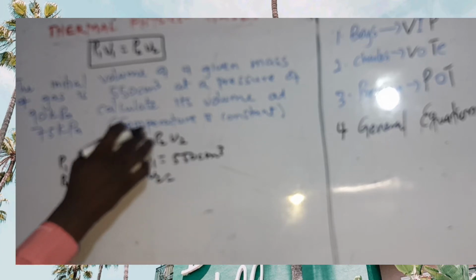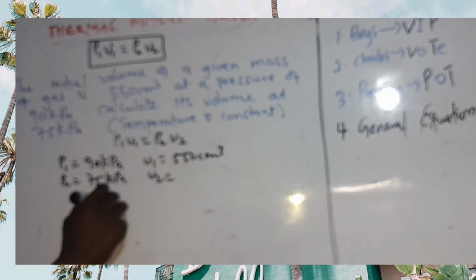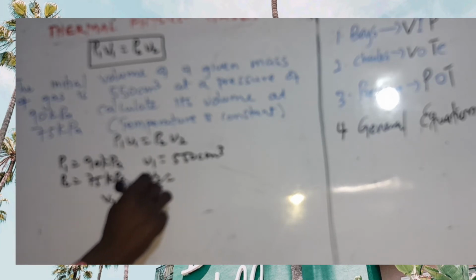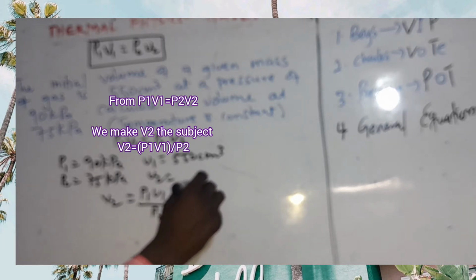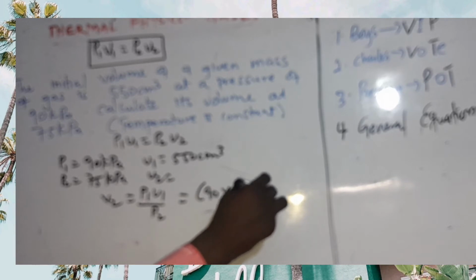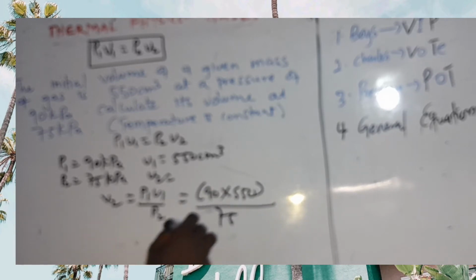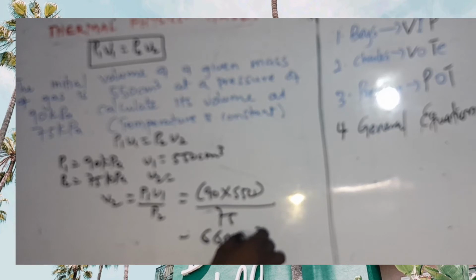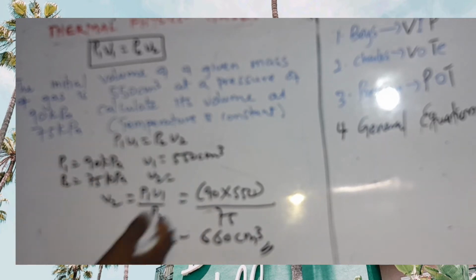So we are going to make V2 the subject here. If you make V2 the subject, we are going to have P1 V1 over P2. So we replace the values. What's our P1? 90. And what's the V1? 550. Then what of our P2? Our P2 here is 75. So when you put this into your calculator, you will get 660 centimeter cube as your V2. So that's the final volume.